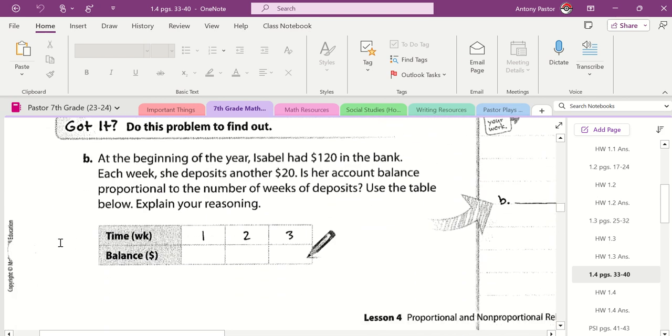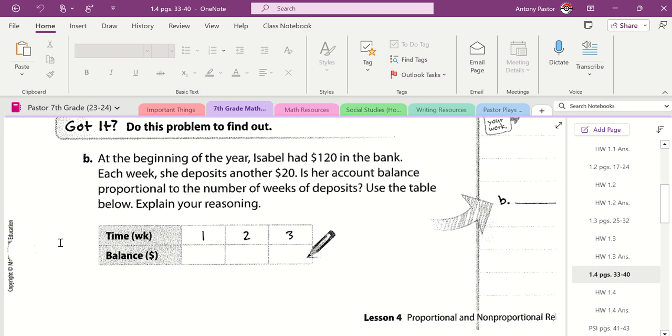At the beginning of the year, Isabel had $120 in the bank. Each week she deposits another $20. Is her account balance proportional to the number of weeks of deposits? Use the table below and explain your reasoning. So, we're going to reread this question again.